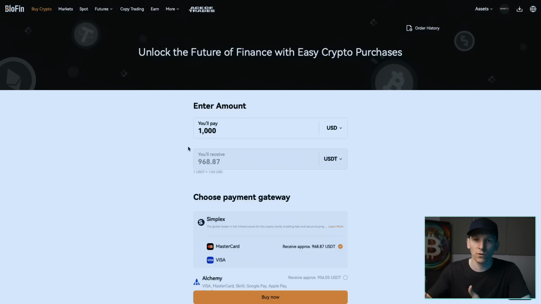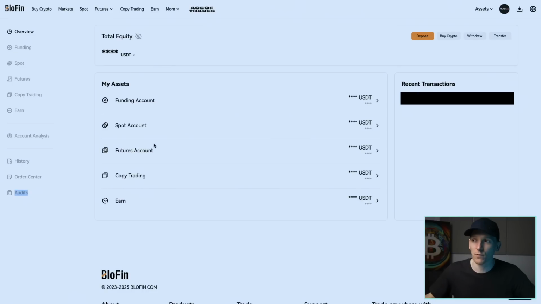And also some tutorials on exactly how to do that. Once you've got stablecoins, you can trade on cheaper exchanges. I'll show you how to deposit crypto into Blofin if you do have stablecoins in a different account.